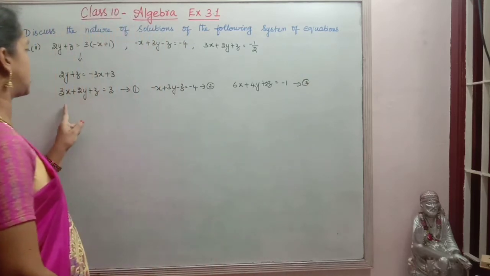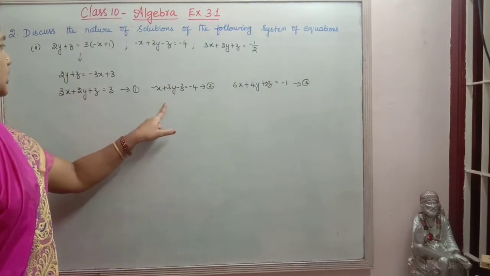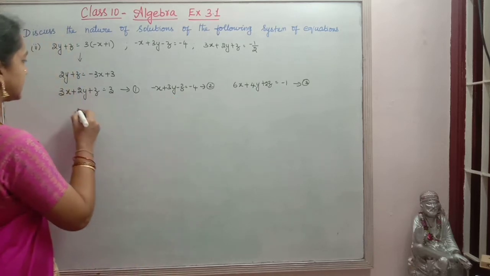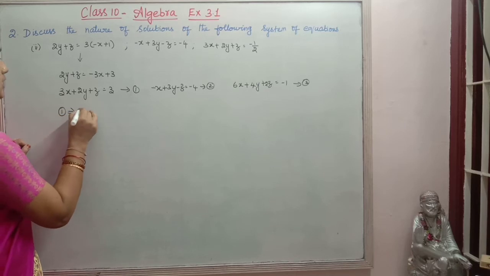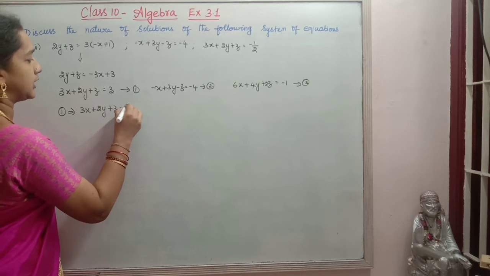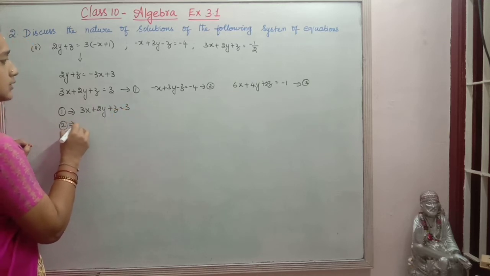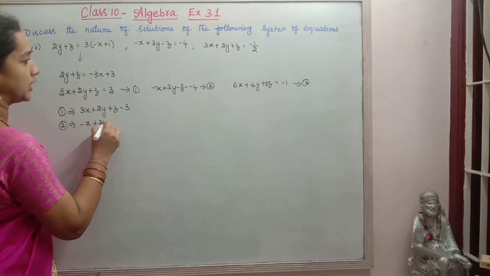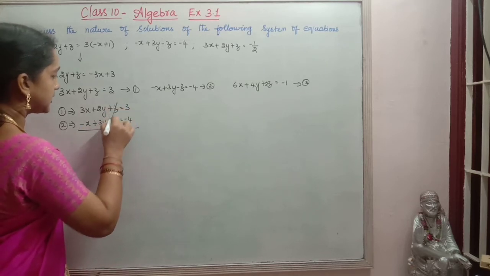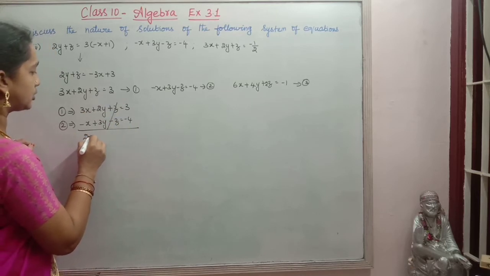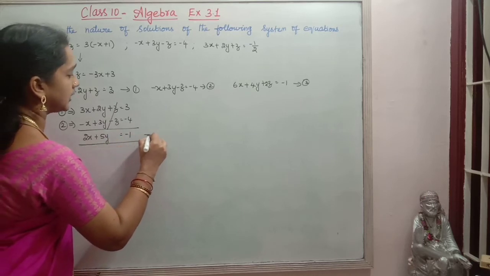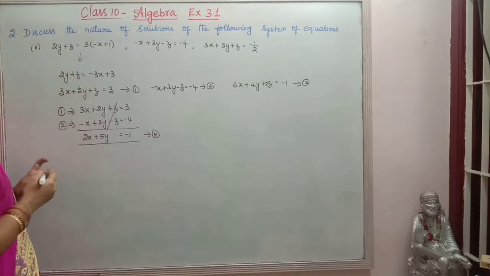Now we'll take the first 2 equations. In this, plus z and minus z is there, so we will cancel that one. The first equation is 3x plus 2y plus z is equal to 3. The second equation is minus x plus 3y minus z is equal to minus 4. So plus z minus z will get cancelled. So 2x plus 5y is equal to minus 1. So this is the fourth equation.